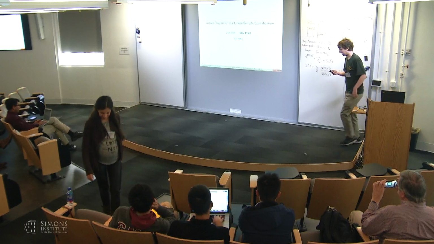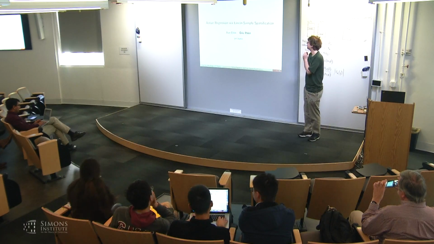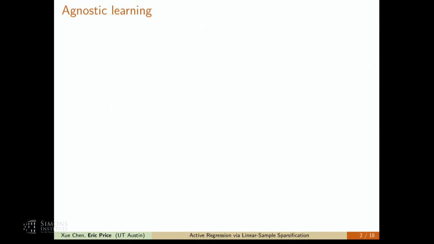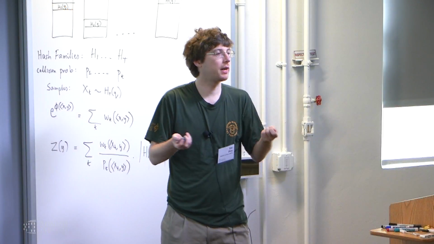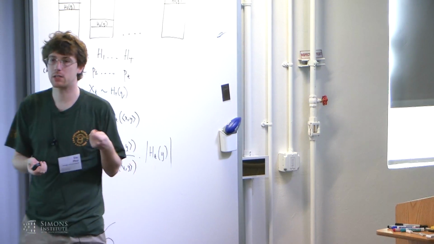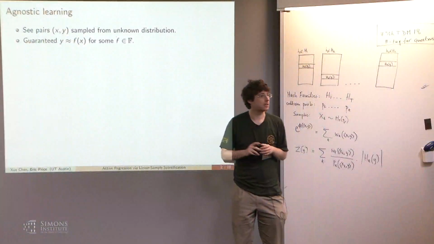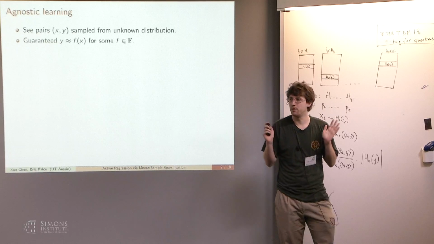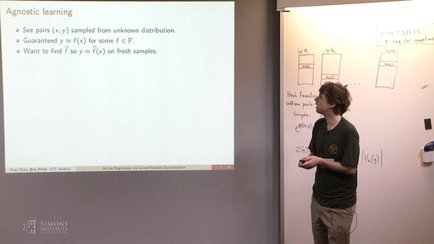Thank you. So before I talk about active regression, let's first talk a little bit about just standard agnostic learning. Here you just see pairs x, y sampled from some distribution. x is the feature vector and y is the label that you want. Here we're going to say that it's not 0, 1 labels, but real valued labels. You'd like to find the function such that y is close to f of x. And we'll stick with the simplest L2 setting for this talk.